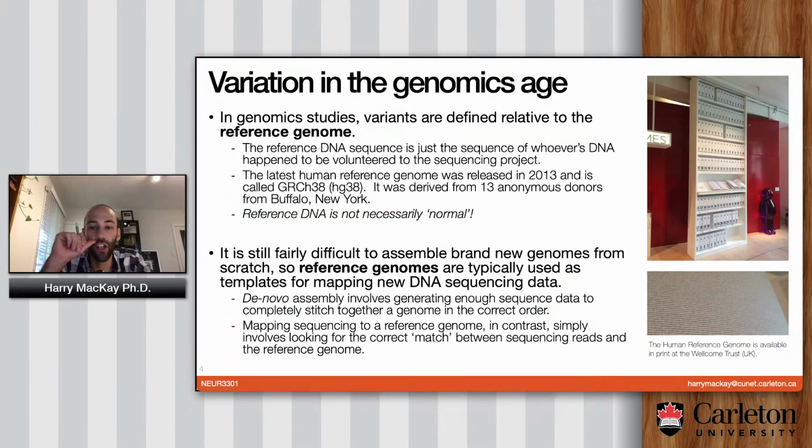So in the genomics age, which is the age that we're in, variants are often defined relative to the reference genome. Now, I said that there's no standard human being that you can compare everything to. That's true. But there is a reference genome that exists, and basically the current one that we're using is HG38. This is the one I'm asking you to use in the assignment. This is just a version of the reference genome, and it was assembled from 13 anonymous donors in Buffalo, New York.